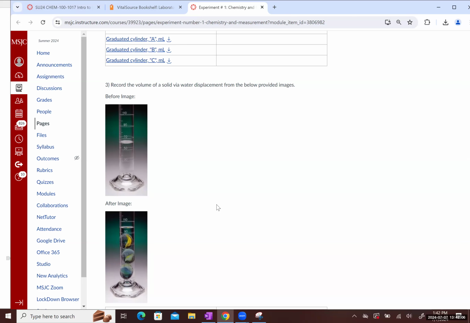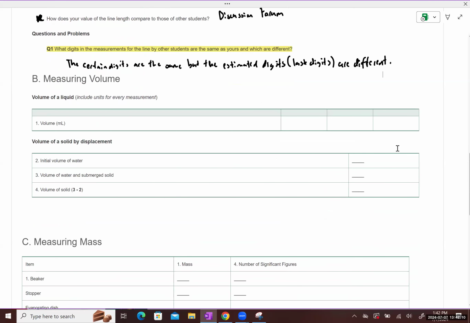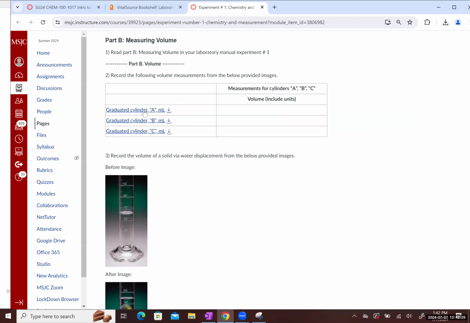Okay, so let's get started on that. Again, I have our lab report sheets ready to go, and we'll be filling in the data into the report sheets. For our volume readings, I'm just going to note that we have 1, 2, 3 volume readings to take, and we're going to place them into this table. So let's start with the first graduated cylinder.